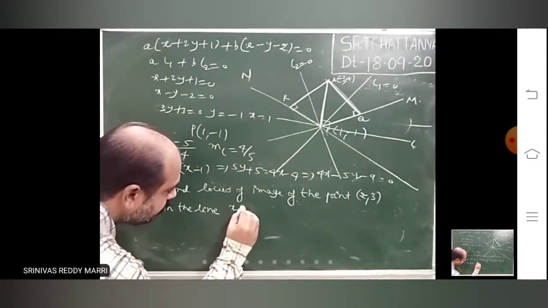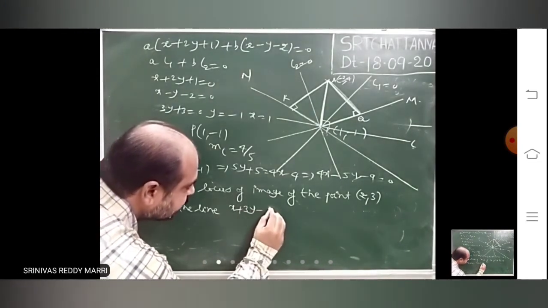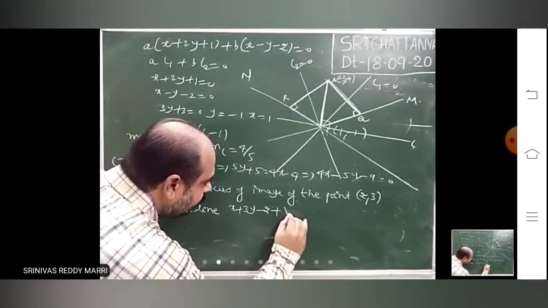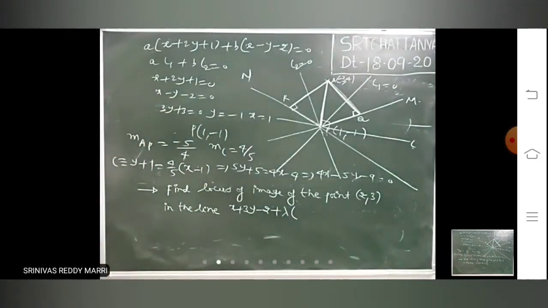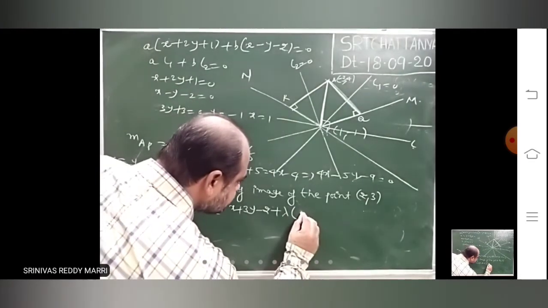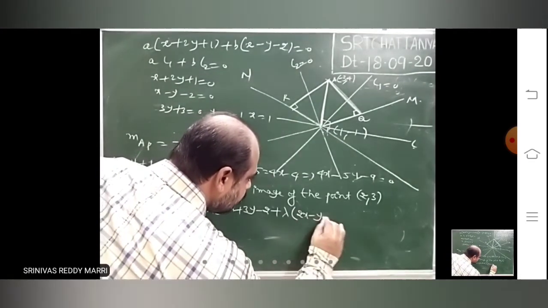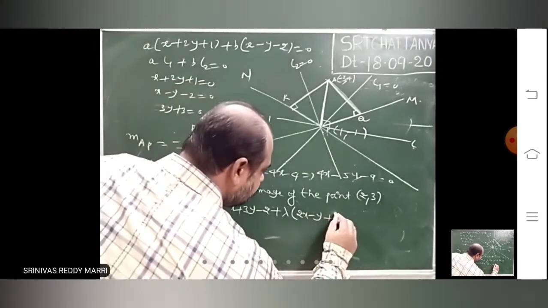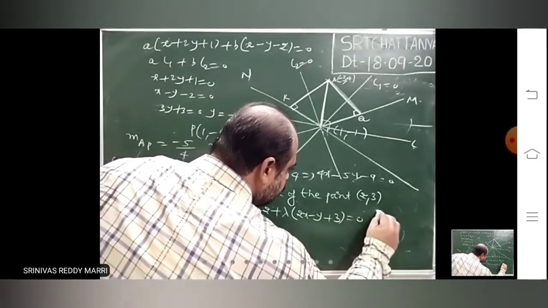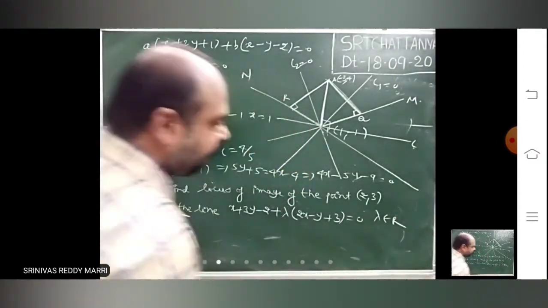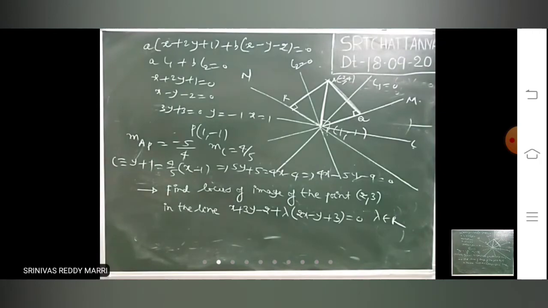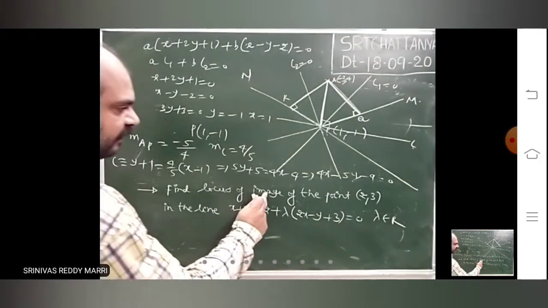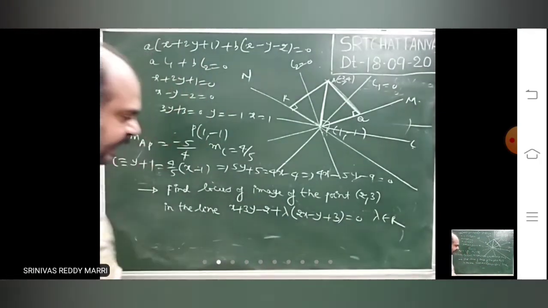x plus 3y minus 2 plus lambda into (2x minus y plus 3) equal to 0, where lambda is a real number. Find the locus of the image of the point in the line.